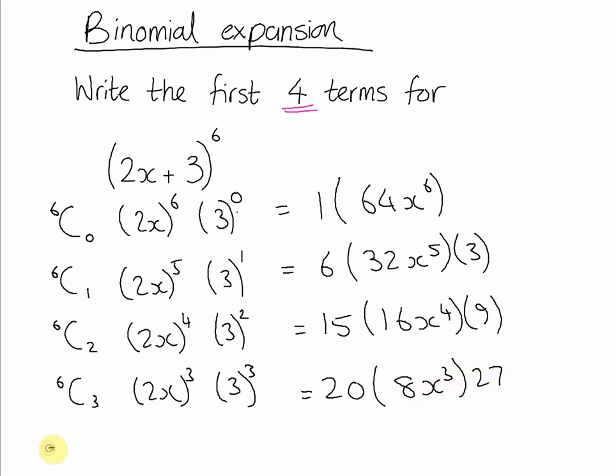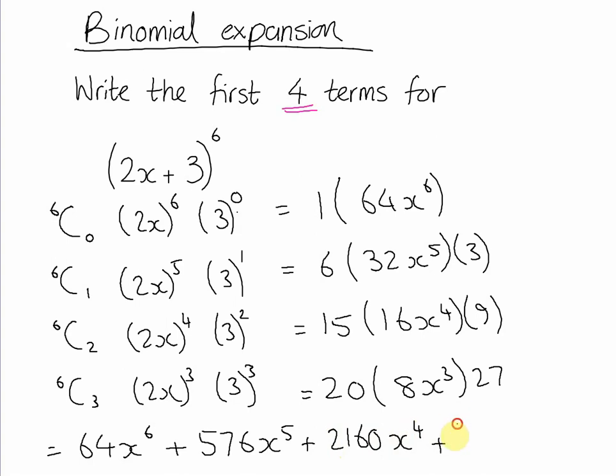So what do we have? The first 4 terms are 64x to the power of 6 plus 18 times 32, 576x to the power of 5, 15 times 9 times 16, no idea why I typed it in that way, I get 2160x to the power of 4, 20 times 8 times 27, and then we end up with 4320x cubed. I'm going to put plus dot dot dot just to acknowledge it is going past the first 4 terms. But there you have it.